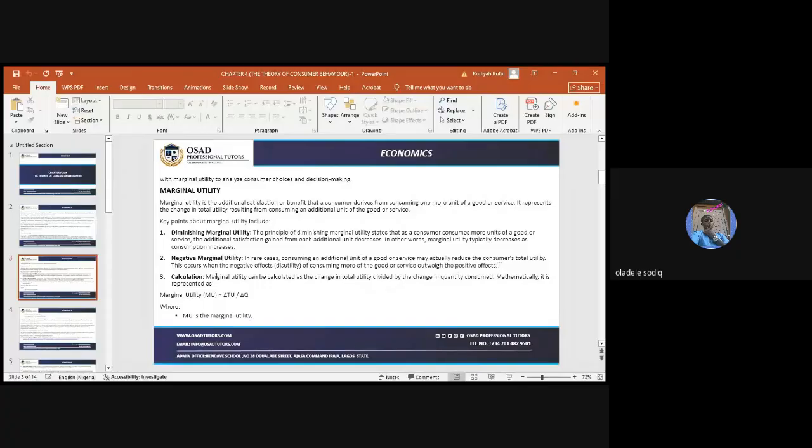So how do we calculate marginal utility? Marginal utility can be calculated as the change in total utility divided by the change in quantity consumed.